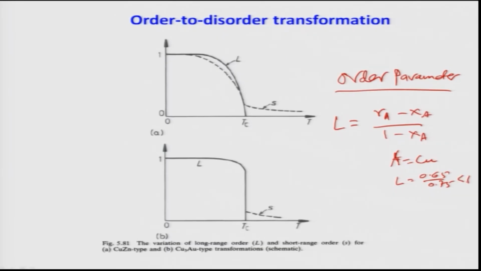Similarly, in the case of the B2 structure also we can define it the same way. The definition is exactly the same. So it can also be written as R_B minus X_B divided by 1 minus X_B, that is also possible.